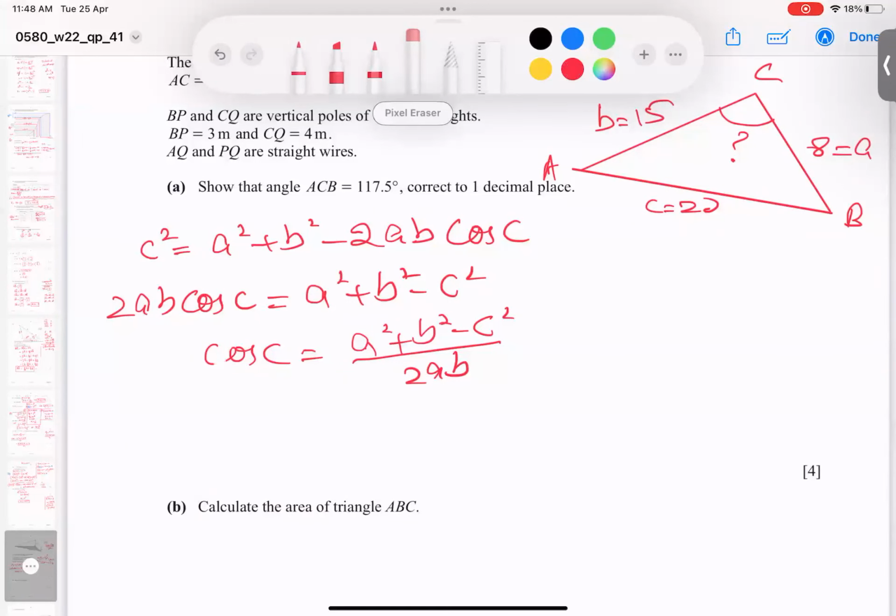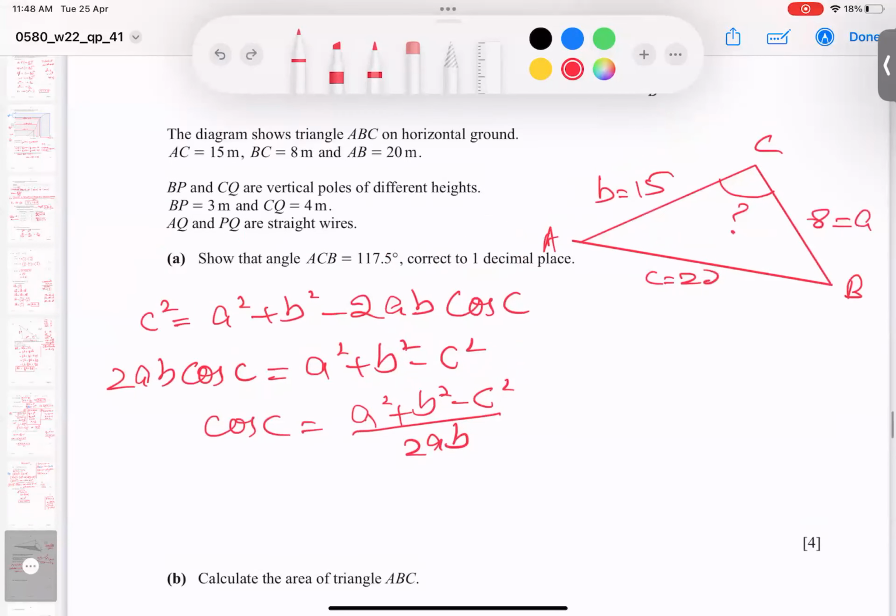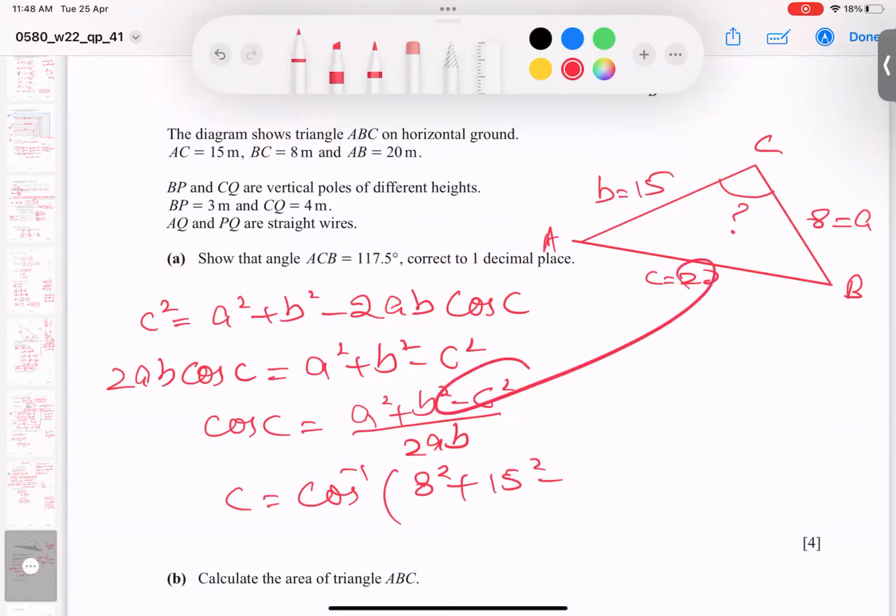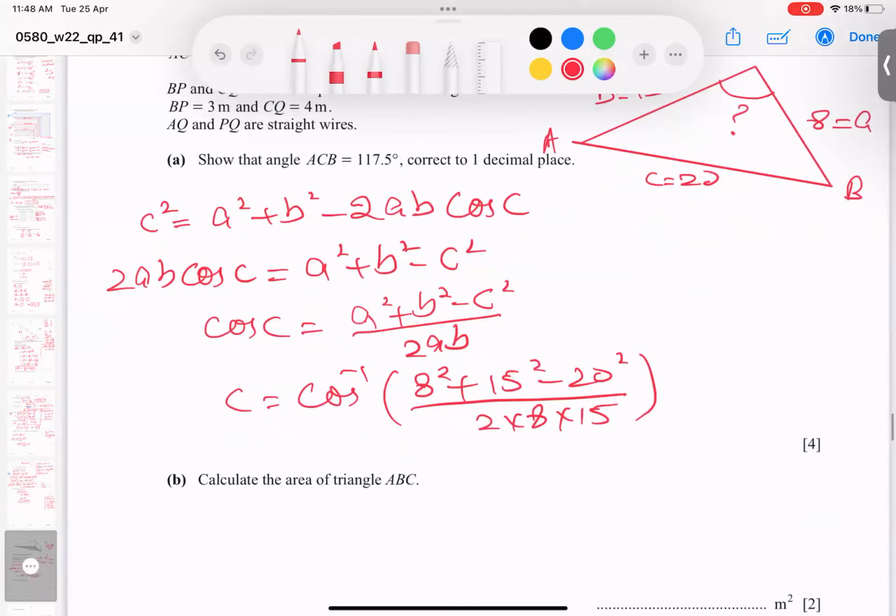And see, once C comes here, the opposite side comes at the end with the minus sign, and the rest of the 2 sides come with plus signs. Now cos goes to the other end and becomes cos inverse. And I'm plugging in the values. A value is 8, B value is 15, C value is 20, over 2 into 8 into 15. Now I'll simply type it in the calculator. So the answer is coming for angle C, ACB, 117.5.